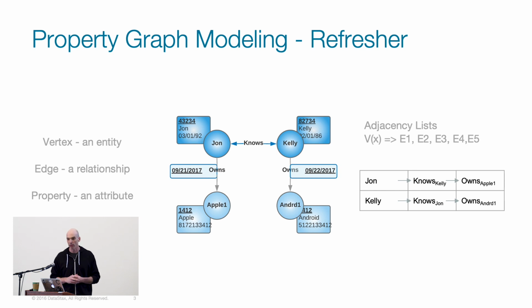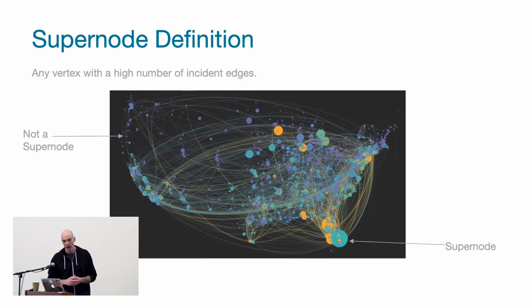But there's a trade-off, and that trade-off happens in the context of what we're going to call a supernode. The trade-off is that if I have an outlier from an adjacency perspective, I can run into issues when I'm walking my graph, when I'm traversing.